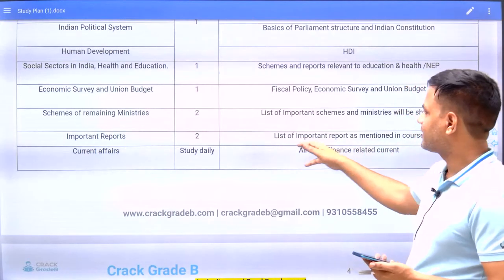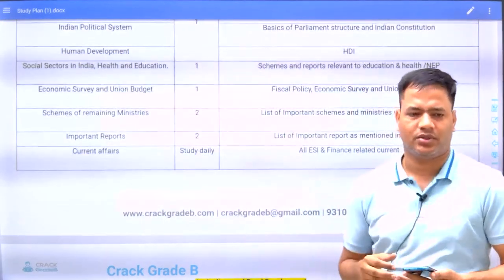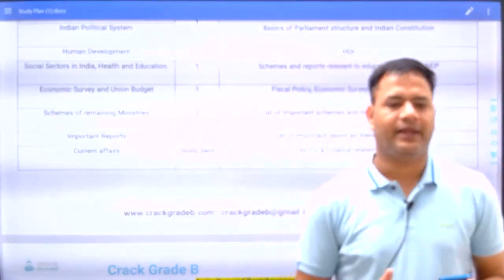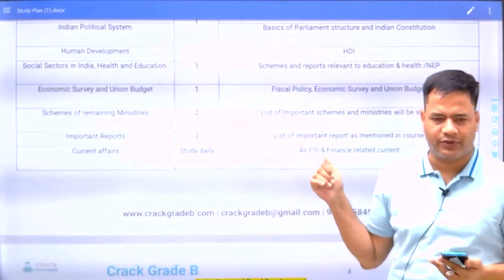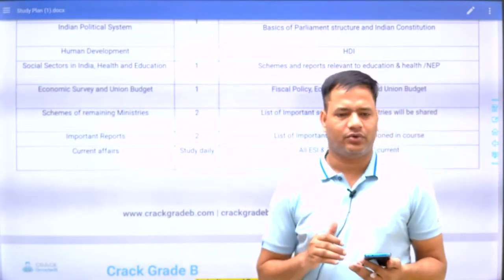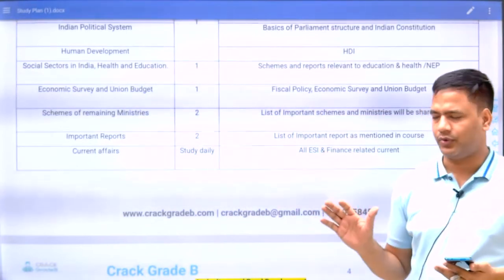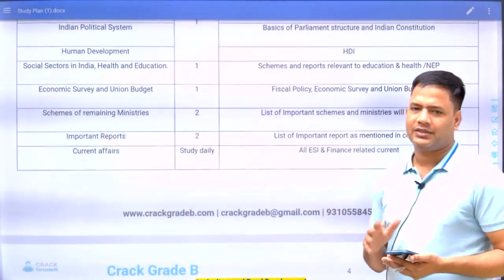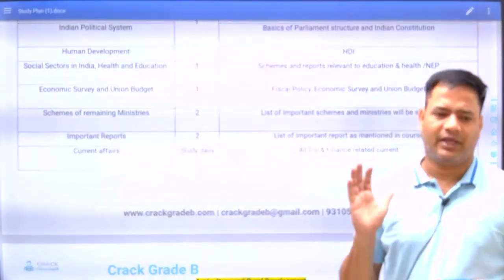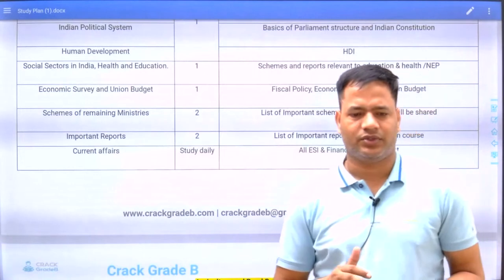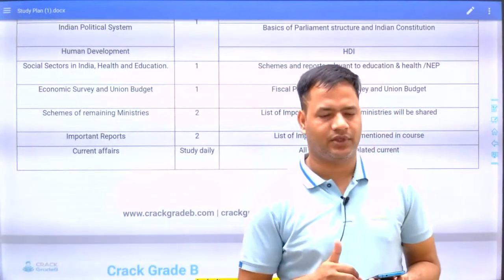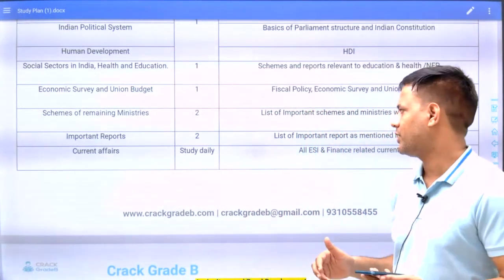Next are important reports: the reports that were in the news in the last 4 or 5 months are important for phase one, and for phase two you have to cover at least 1 year of reports. For phase one, the latest 6 months of reports will be enough. For current affairs, study the last 4 months: PIB current affairs and newspapers, which we are covering in the course for those studying with us. RBI circulars are also important, and they can ask questions on them.